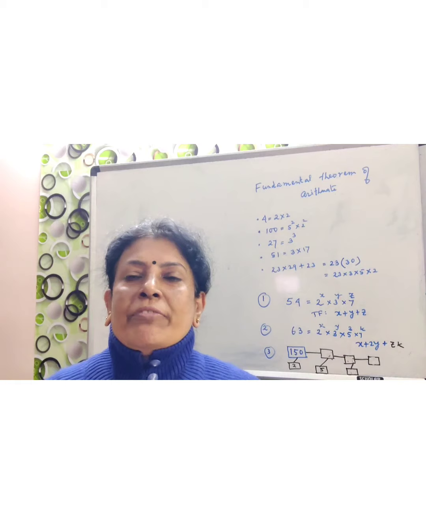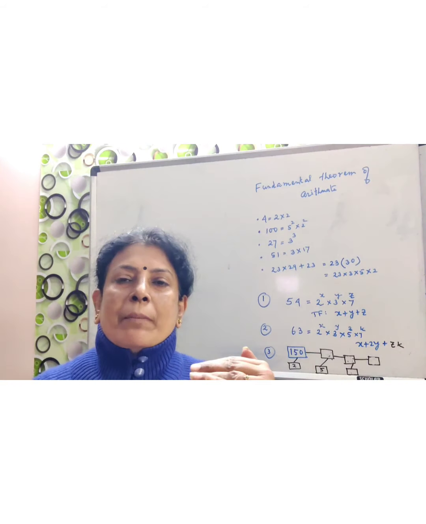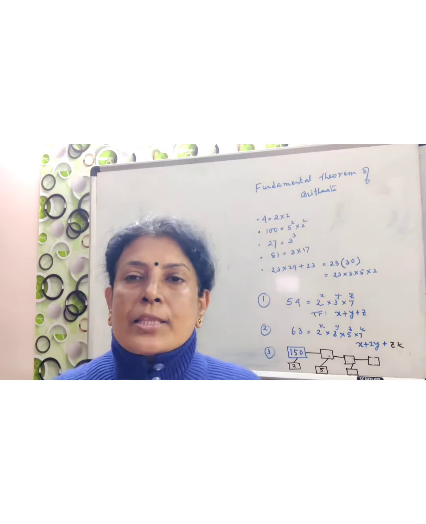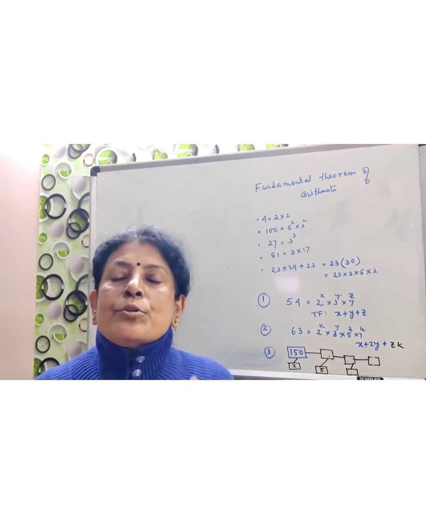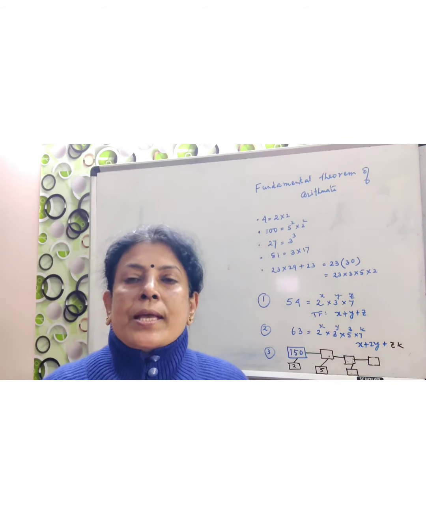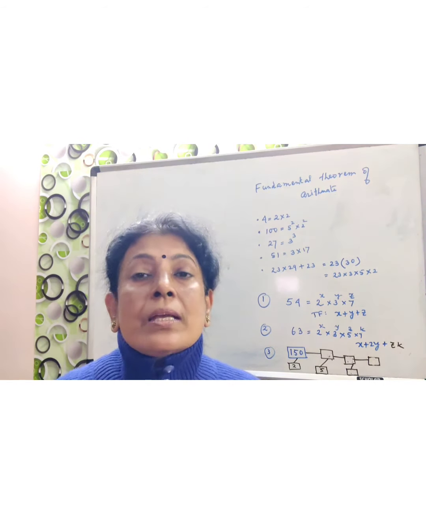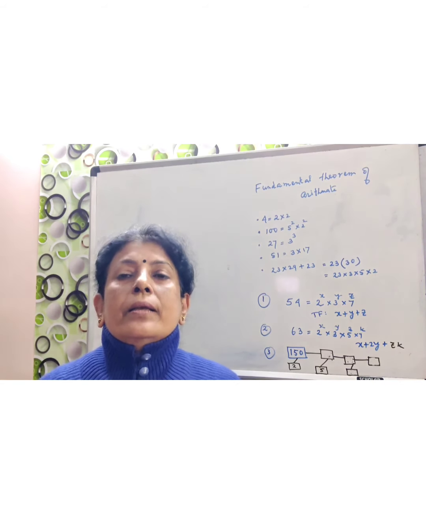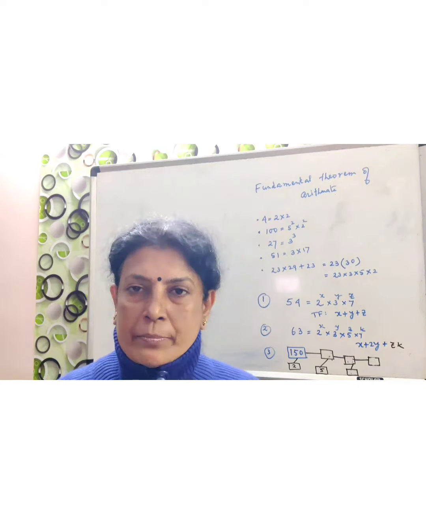We already know the definition of prime numbers and composite numbers. But in this video, we will discuss the fundamental theorem of arithmetic. According to this theorem, any composite number can be expressed as a product of primes uniquely. The term "uniquely" is most important here in the fundamental theorem of arithmetic.